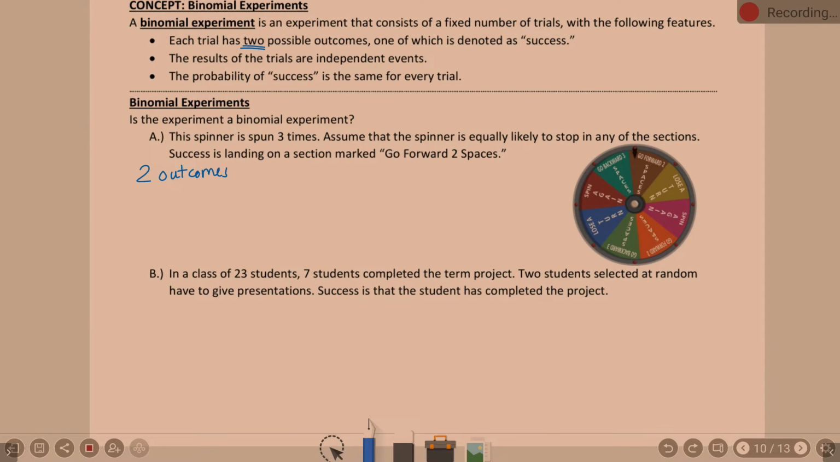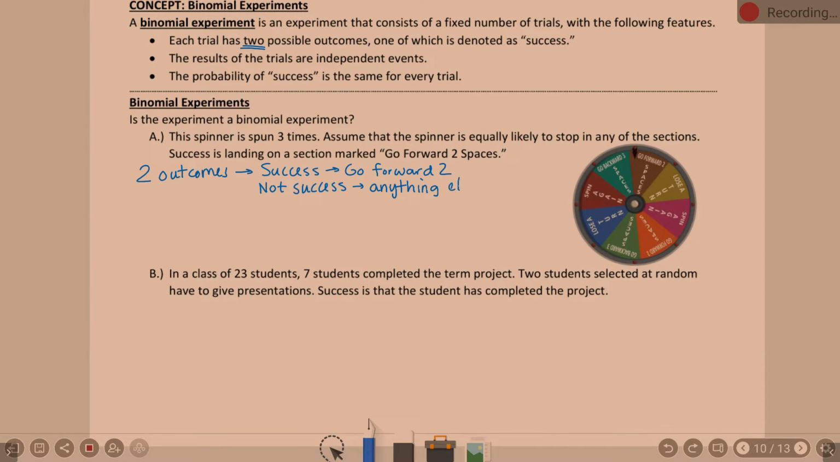Anything else. Does that make sense? So 2 outcomes. So with the idea that success is go forward 2, not success is anything else.